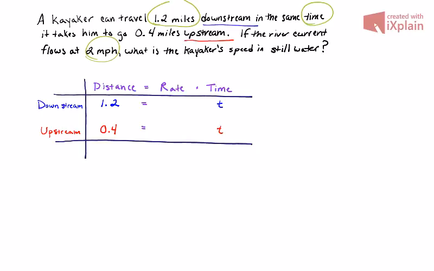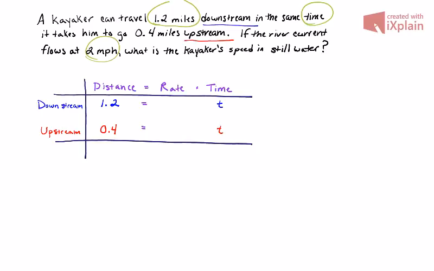With regards to the rate, we can be a little bit sneaky as well. We know that the river's current is 2 miles per hour, but I don't know how fast I'm going up the stream alone.